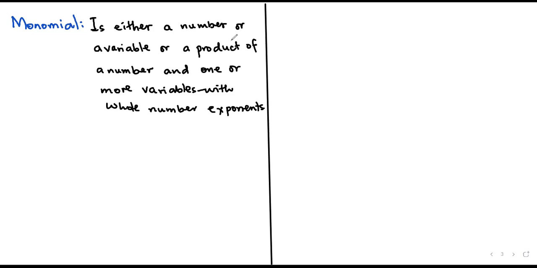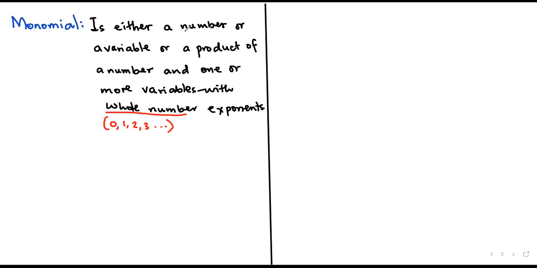Okay. And note that when we say whole number, we mean like 0, 1, 2, 3, and others. So whole numbers are not fractions, are not decimals, are not negatives, but these are some of the examples. 0, 1, 2, 3, 4, and like that. So this is what we call a monomial.